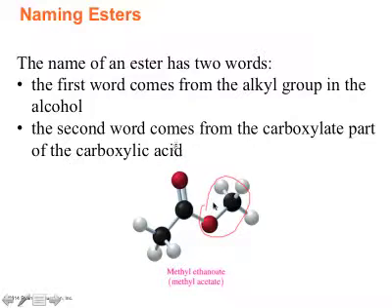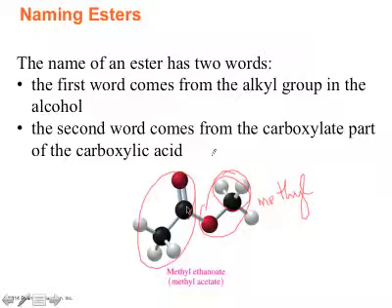So I'm going to say the alkyl group is methyl. So methyl, and then here's the carboxylic acid part right here. It has 2 carbons. So methyl, and then that's what gets the oate ending. So it would be ethanoate: ethane for 2, drop the e, oate.